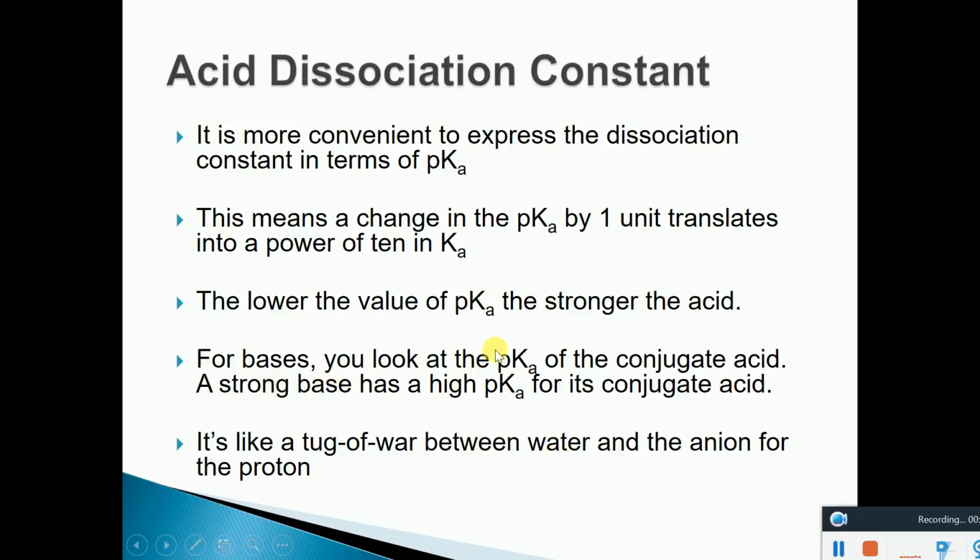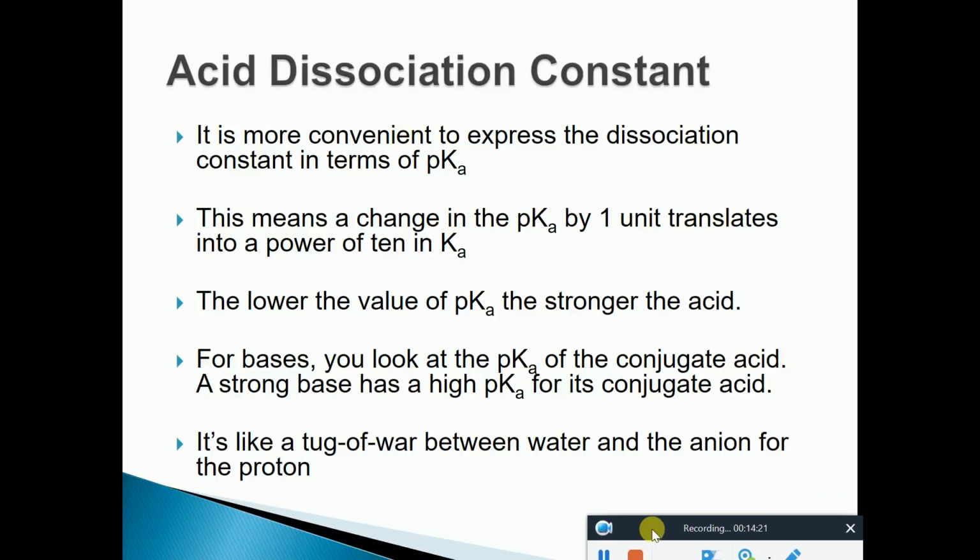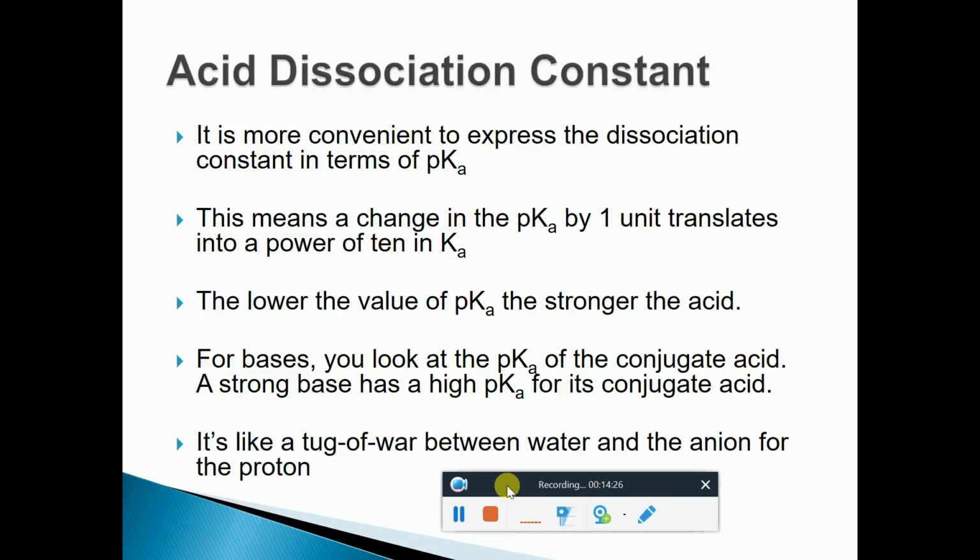For bases, you can look at the pKa of the conjugate acid. A strong base has a high pKa for its conjugate acid. So you're going to have to talk yourself through these a lot and get used to the terminology, and it'll help. A little fun: it's like a tug of war between water and the anion for the proton. Who's going to pick up the proton?